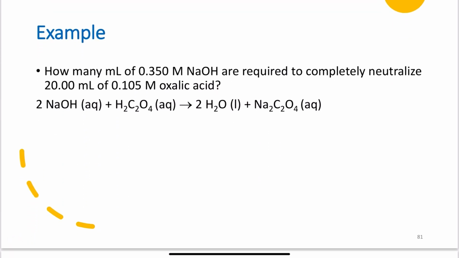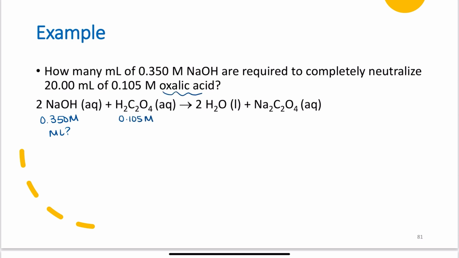First, let's just review and do a relatively simple acid-base titration. How many mL of 0.350 molar sodium hydroxide are required to completely neutralize 20 mL of 0.105 molar oxalic acid? Write down what we've got in the question. We know we have 0.350 molar NaOH, and we want to know the number of mL here. We know we have 0.105 molar oxalic acid.